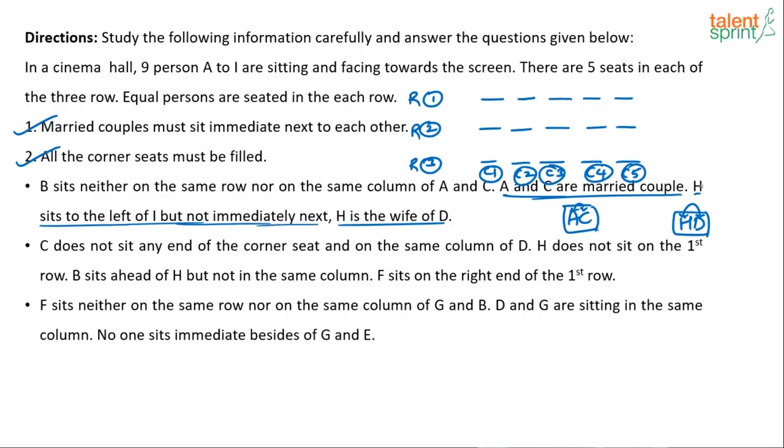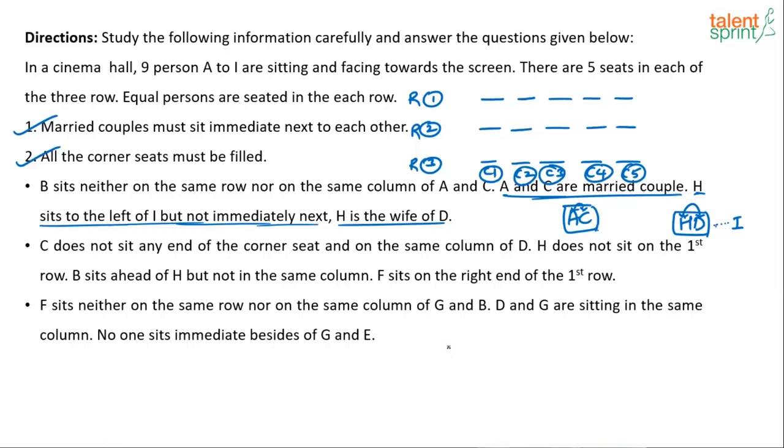Now if you look at this part of the statement here, H sits to the left of I but not immediately next. H is the wife of D. What does it mean? H is on the left of I. See, H and D will be together. They will be in the same row. I also should be in the same row because it says H sits on the left of I. So it's clear that I also is in the same row as H and D. Are you able to follow?